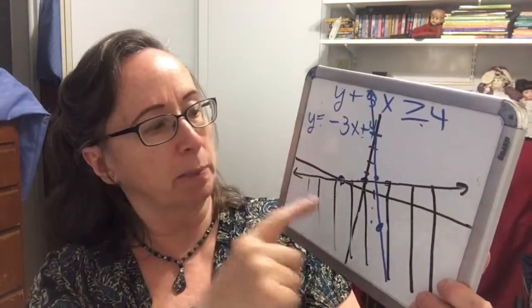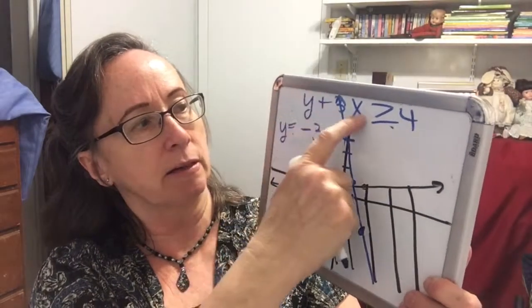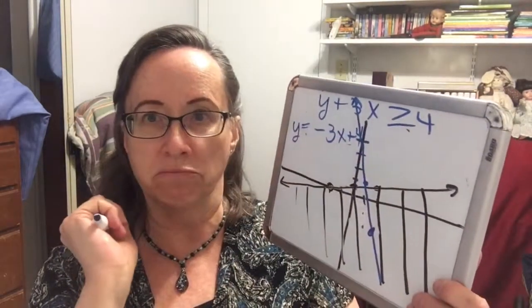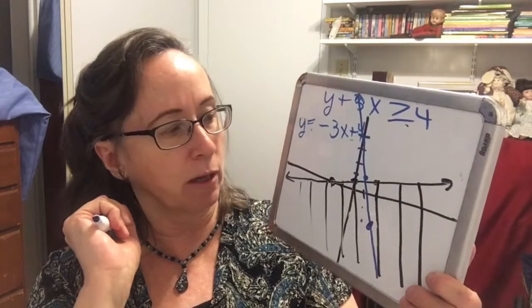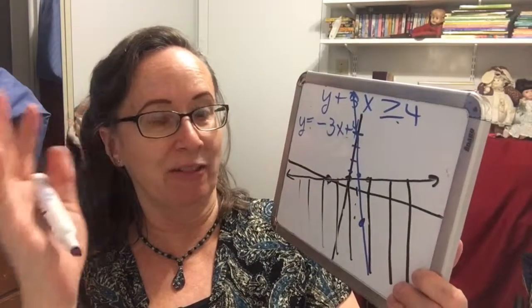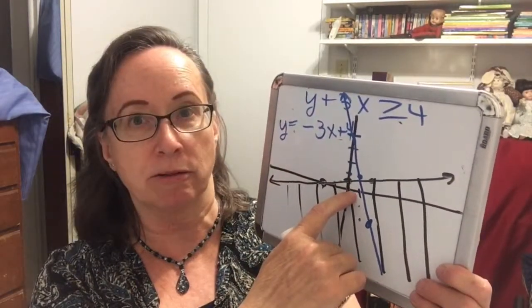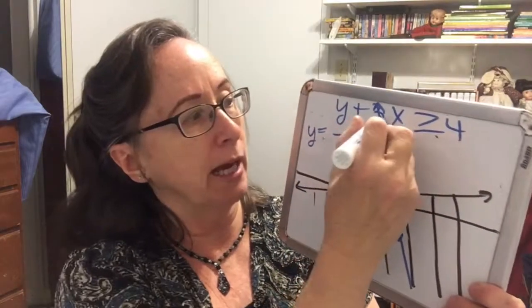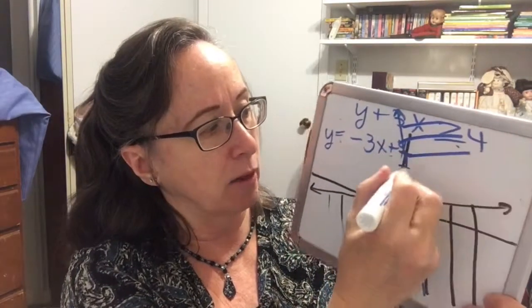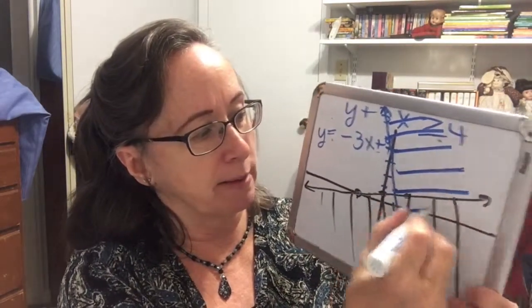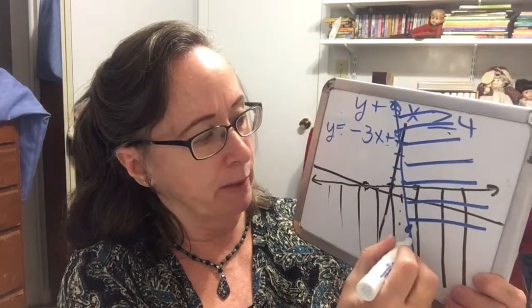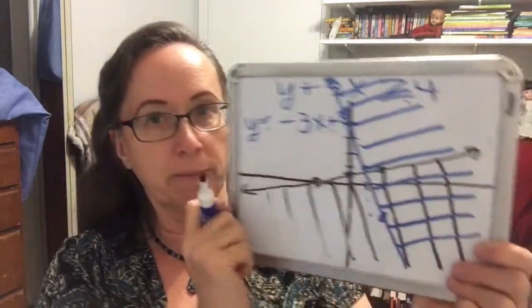And then we're going to shade. So I'm going to plug in (0, 0): is 0 greater than or equal to 4? Well, 0 is not greater than 4. So we're going to have to shade the other direction, away from the (0, 0) point. So we're going to shade to the right, away from the (0, 0). Okay, so there we go.